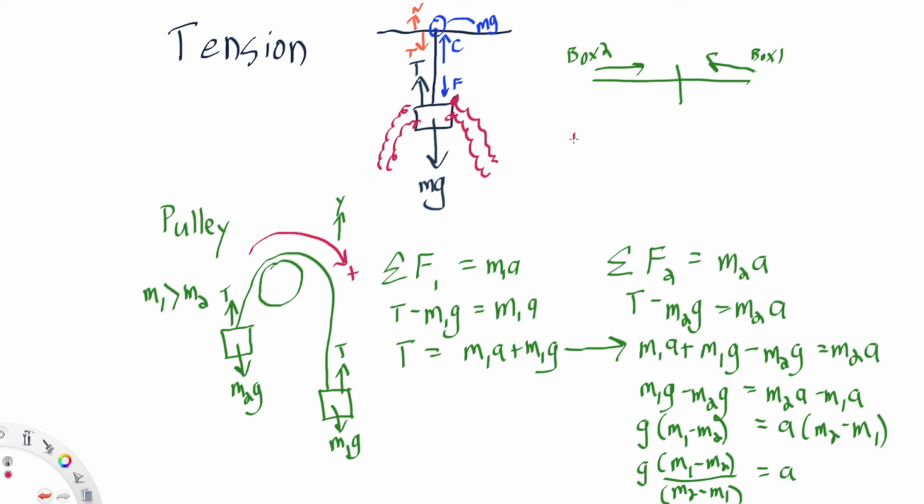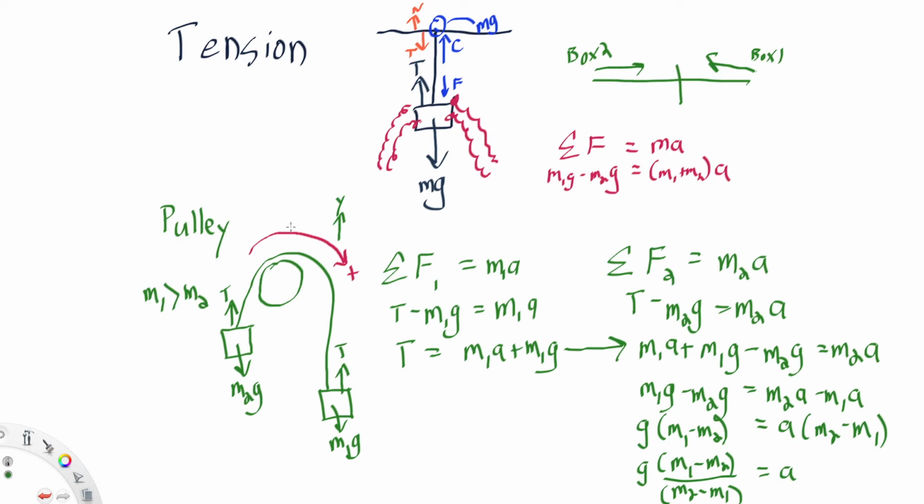At which point, we can write down that the sum of forces on the system is equal to MA, where the M is the total mass, and the only external forces are m1g minus m2g, where the weight of box 1 is in the positive direction because we said clockwise is positive, and the weight of box 2 is negative because it's in the anti-clockwise direction.